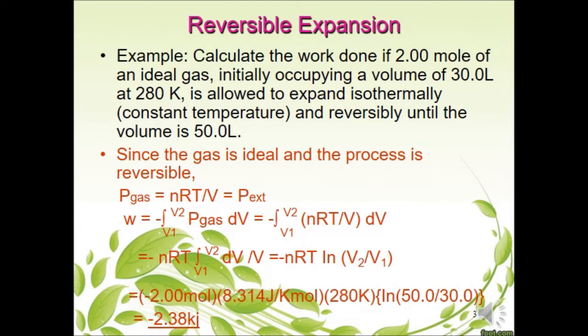Now to understand this better, we see this example here. Calculate work done if 2 mole of an ideal gas initially occupying a volume of 30 liter at 280 Kelvin is allowed to expand isothermally, which means constant temperature, and reversibly, and the final volume is 50 liter. How do we solve this problem?